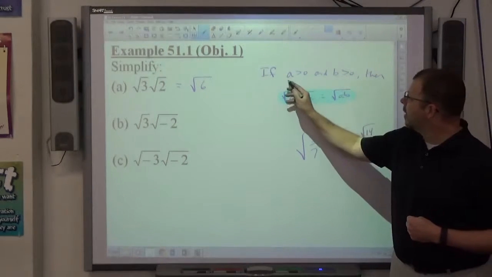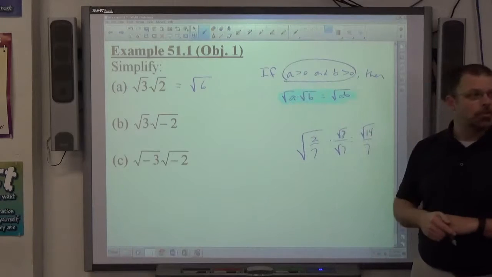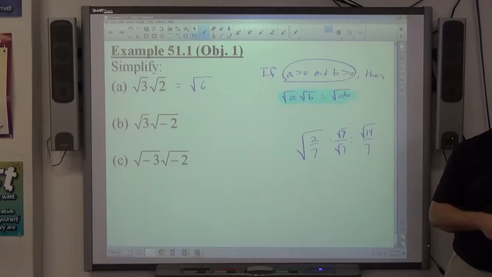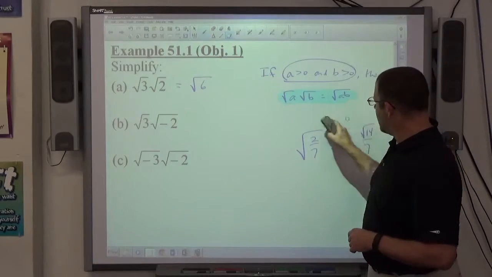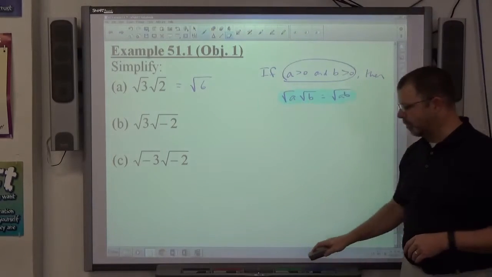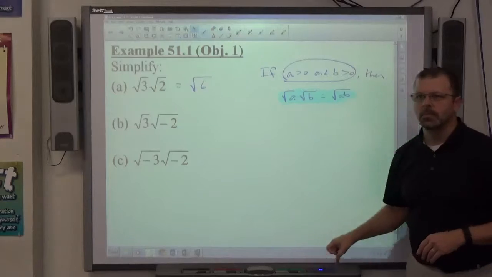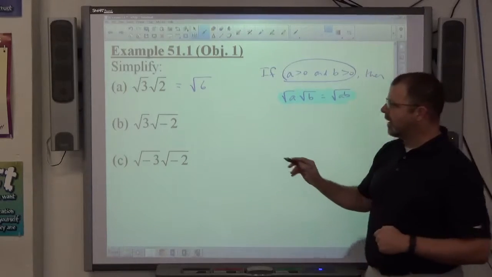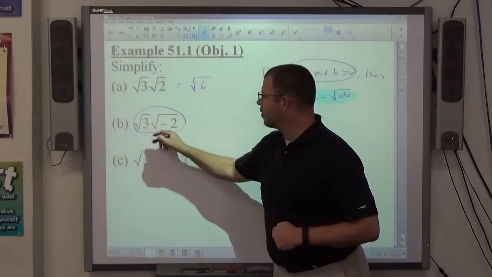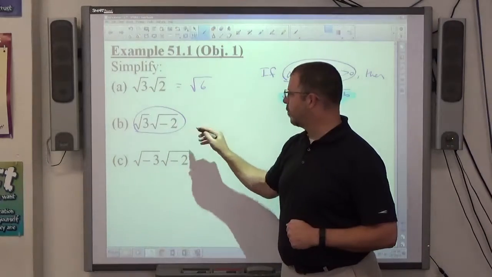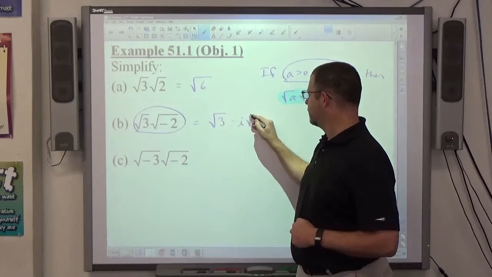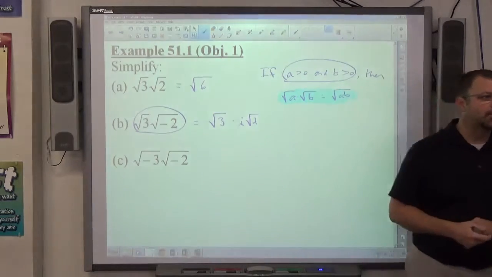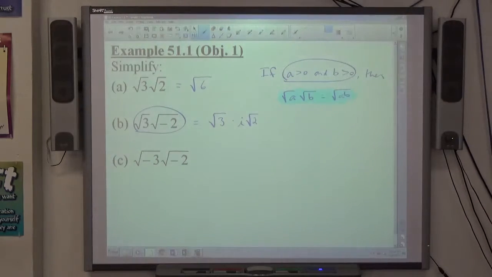But again, the requirement of the rule is that the radicands must be positive. Now they're not going to be positive all the time. We're going to get some negative radicands occasionally. So the way we deal with this, because I want to use that rule but I can't, is I need to rewrite this so that these numbers are both positive numbers. And the way we do that, any minus inside a radical becomes an I.